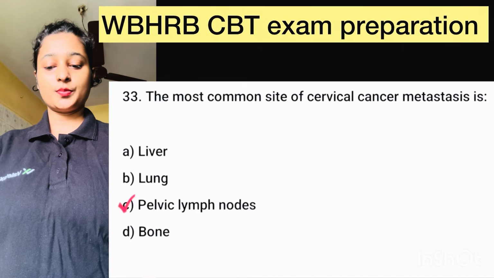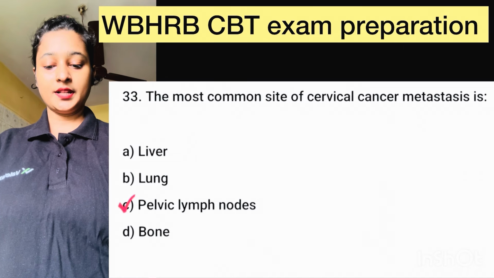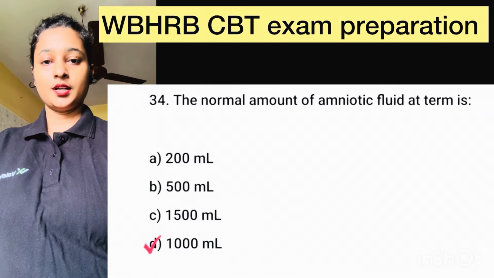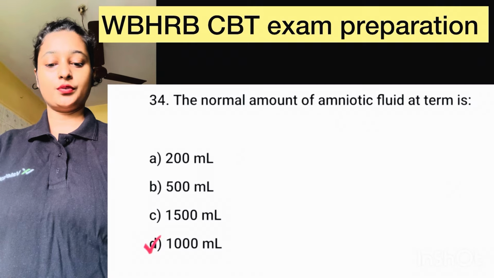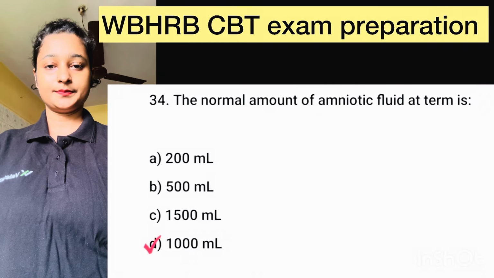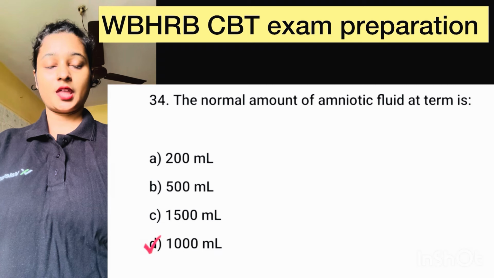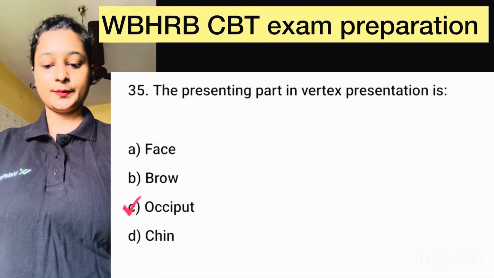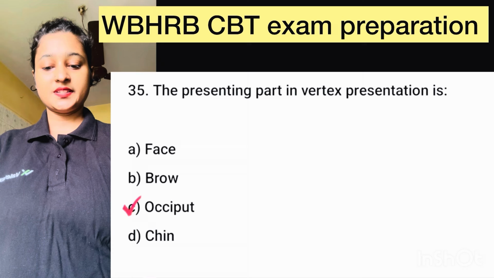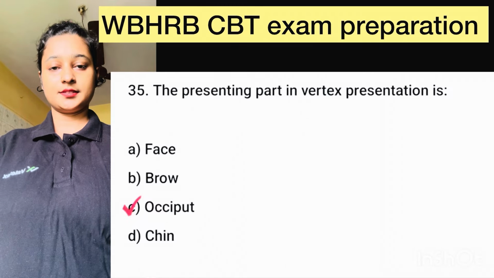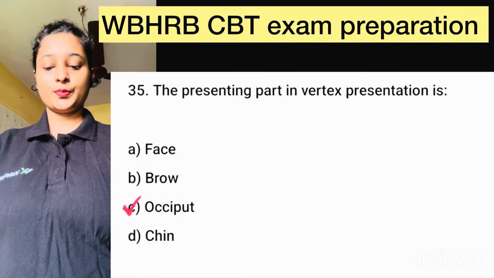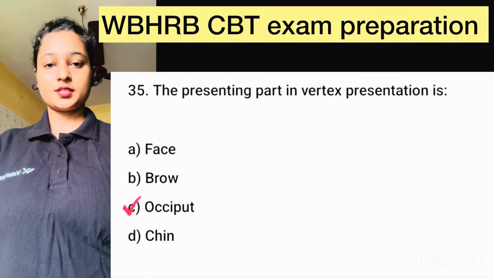Here correct option is option C, pelvic lymph nodes. Question number 34. The normal amount of amniotic fluid at term is. Here correct option is option G, 1000 ml. Question number 35. The presenting part in vertex presentation is. Here correct option is option C, occiput.